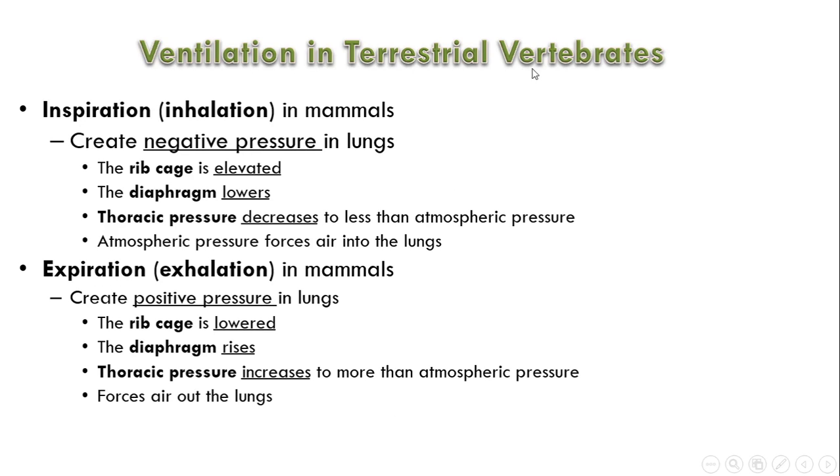Ventilation in terrestrial vertebrates. Inspiration or inhalation in mammals creates a negative pressure in lungs. So inspiration creates a negative pressure in lungs. The rib cage is elevated, the diaphragm lowers, thoracic pressure decreases to less than atmospheric pressure. Atmospheric pressure forces air into the lungs.